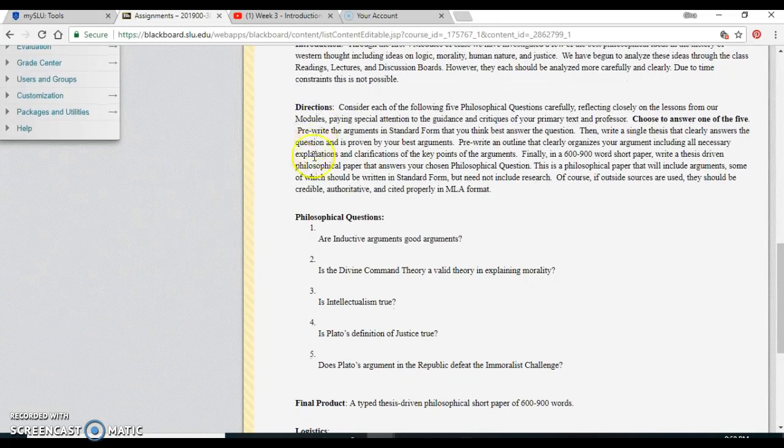And it is going to be your answer to one of these five philosophical questions that we have begun considering in the first four weeks. Are inductive arguments good arguments? Or is the divine command theory a valid theory in explaining morality? Or is intellectualism true? Or is Plato's definition of justice true? Or does Plato's argument in the Republic defeat the immoralist challenge?